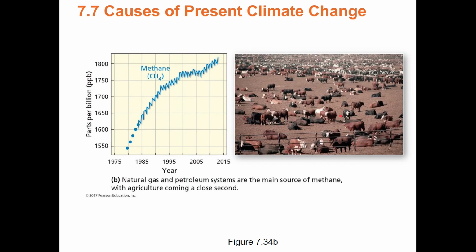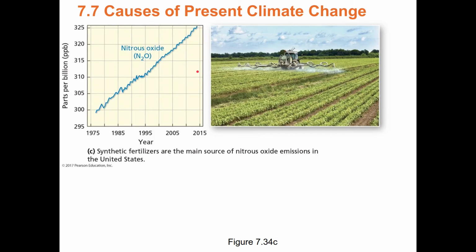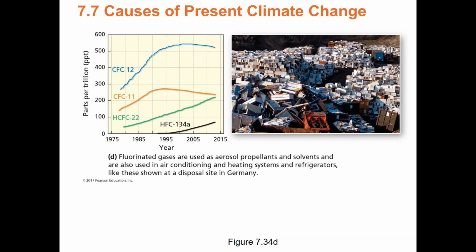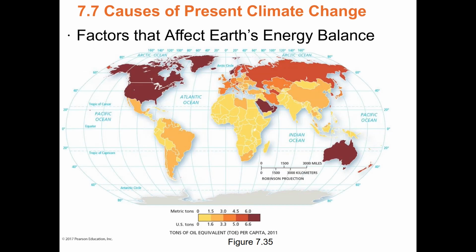Methane, mainly from natural gas fracking and natural gas and agriculture. Methane is 26 times more powerful than carbon dioxide at absorbing heat. Nitrous oxide, mainly from synthetic fertilizers, another source of greenhouse gases in the atmosphere. CFCs, chlorofluorocarbons used as refrigerants in refrigerators and heating systems for homes, another source. Tons of oil per capita, we're up there. US, Canada, Australia, and Saudi Arabia, using lots and lots and lots of oil.